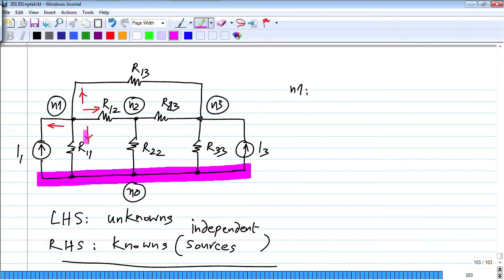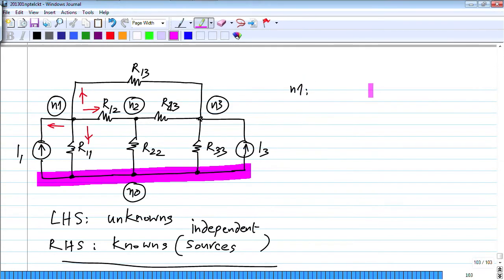So for instance, if I write the KCL at this node, the current through R13 is unknown, current through R12 is unknown, R11 is unknown. All those things I will group on the left hand side, and this current flowing out is due to an independent current source. So that's a known quantity, and I will push it to the right hand side.